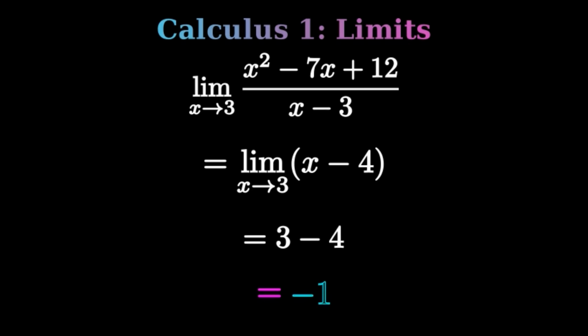So now let's answer this question. The limit as x approaches 3 of x squared minus 7x plus 12 over x minus 3 is negative 1.